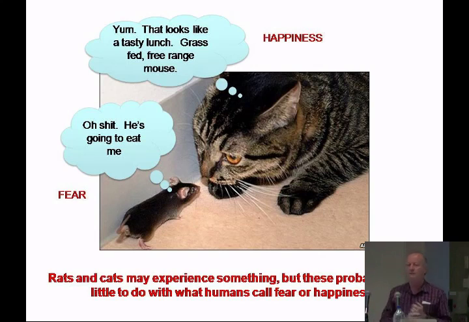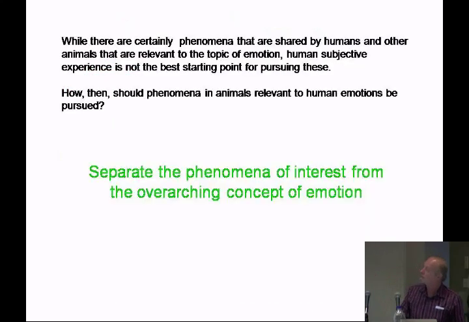I think he feels something, but it's not going to be what I think of as pleasure or joy, because my brain is very different from my cat's brain in a lot of ways. Similar in a lot of ways too. So what do we do? How do we get past all of this?